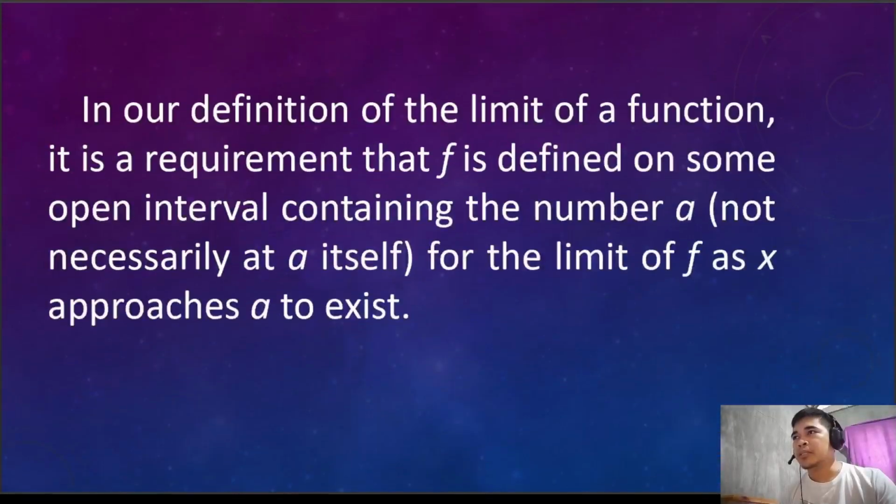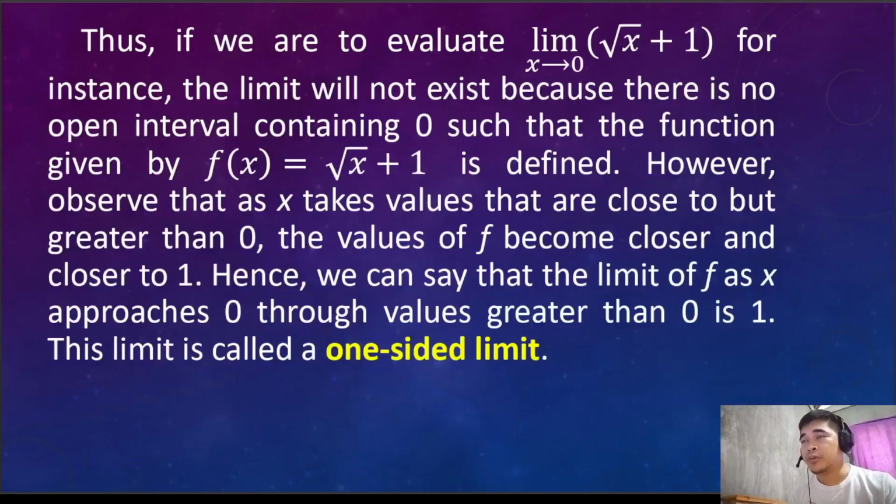In our definition of a limit, it is a requirement that f is defined on some open interval containing the number a, not necessarily at a itself, for the limit of f as x approaches a to exist. Thus, if we are to evaluate the limit of square root of x plus 1 as x approaches 0, for instance, the limit will not exist because there is no open interval containing 0 such that the function given by f of x equals square root of x plus 1 is defined.